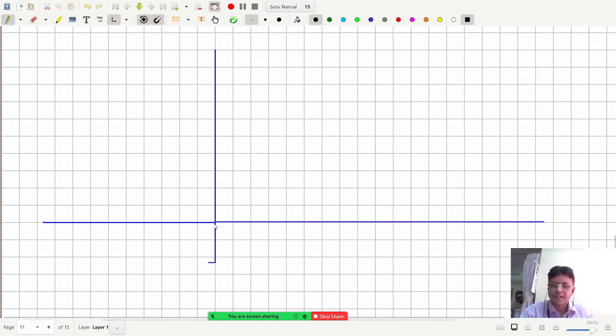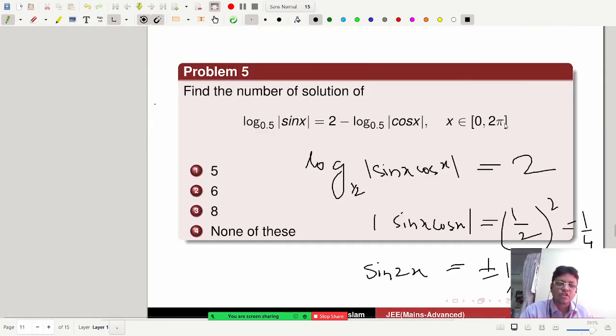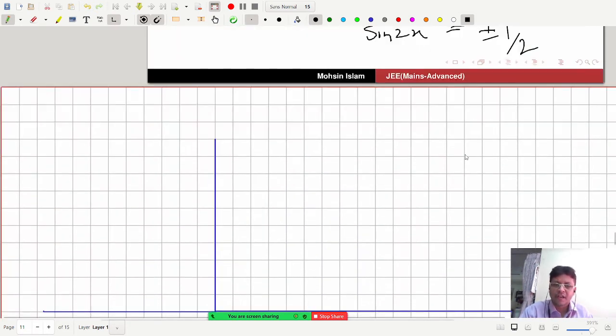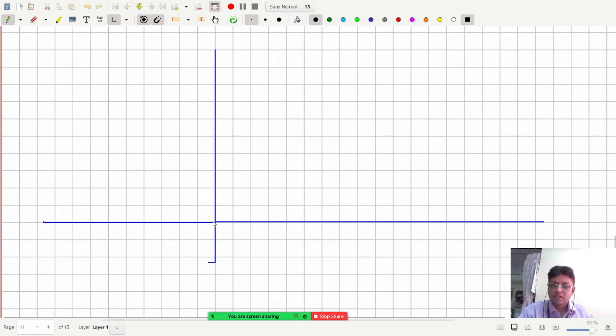Now let us draw sin x. What is the range? Range is 0 to 2 pi. So no need to go to the negative side of the x-axis.